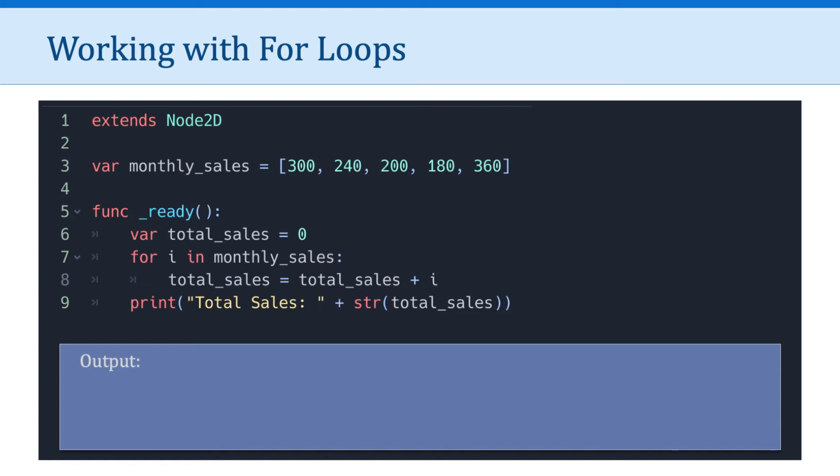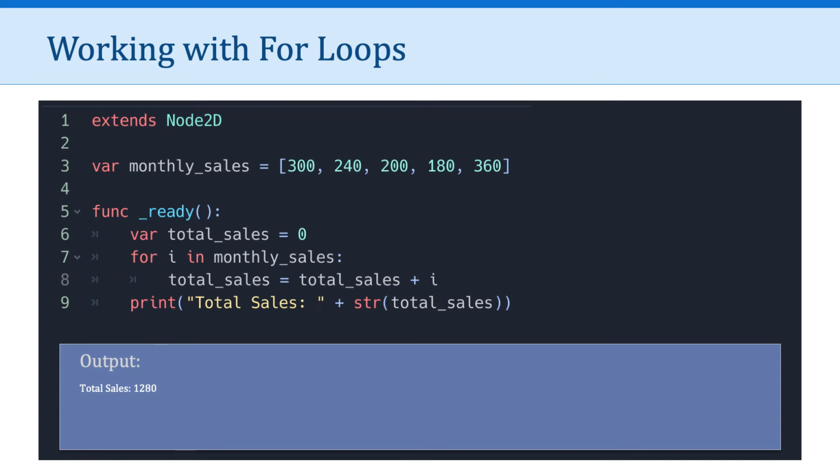Create a local variable called total sales, and I'm setting it equal to 0. And then I'm telling Godot I want you to loop through all of the values in monthly sales. And each time you do that, I want you to change the value of my local variable, total sales. And so I'm saying total sales equals total sales plus i. And then in line 9, after the for loop has completed, I am printing out total sales plus the string value of total sales. So the output would be total sales $1,280.